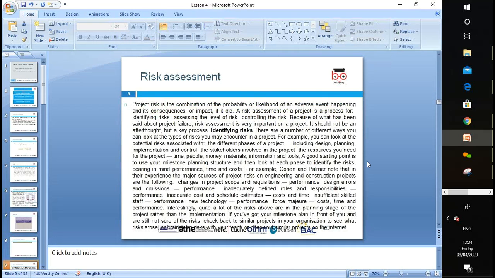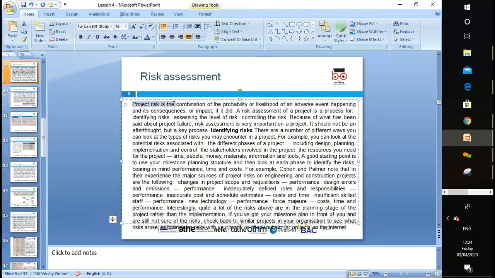Okay, next now risk assessment. Always, risk assessment is very, very important. Risk is a probability of something happening. You identify the risk. What can be risk? Think about the risk.